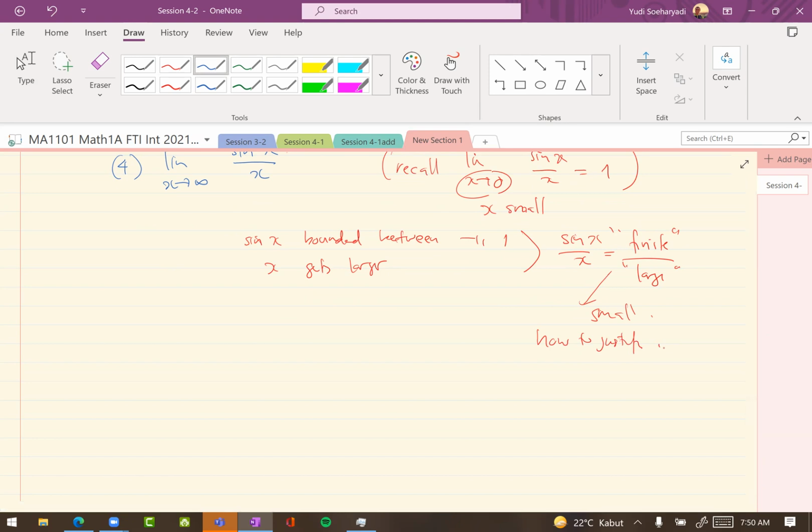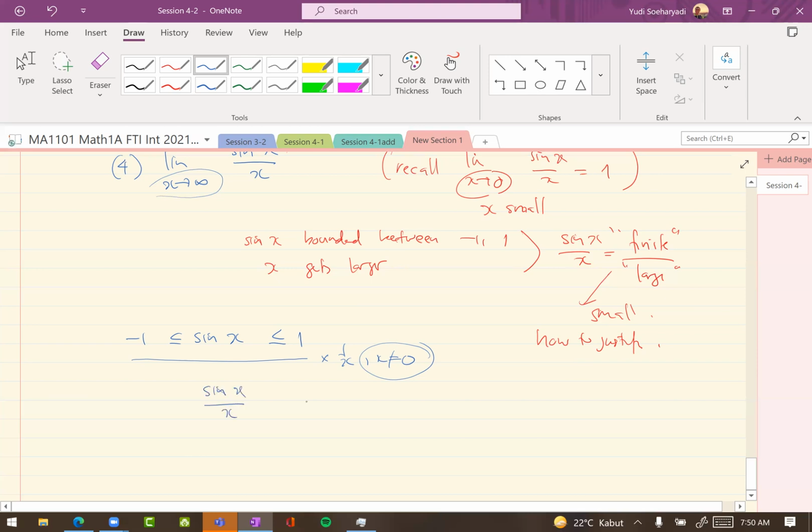All right, so let's do this trick again. You see that sine x is between -1 and 1. Then multiply by 1 over x, with x not 0, which is automatically satisfied because we're going to infinity, far to the left, so we'll be far away from 0. So this would be smaller than 1 over x.